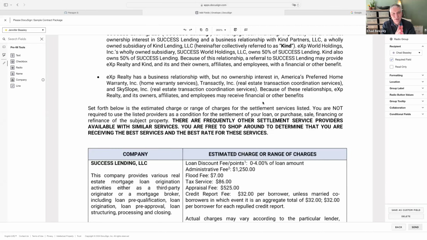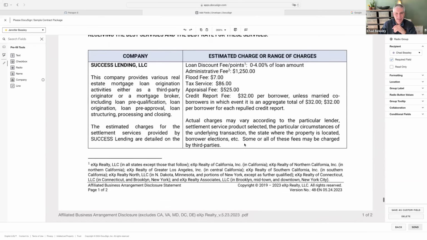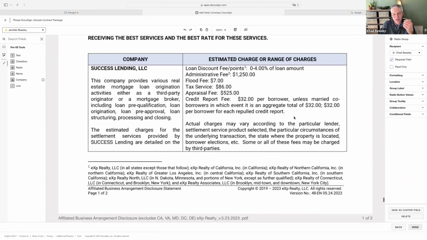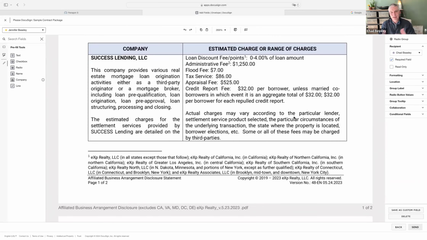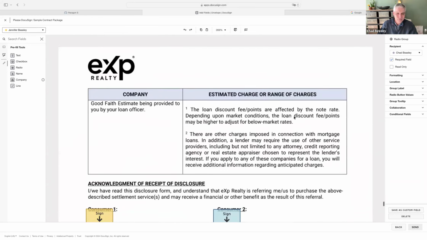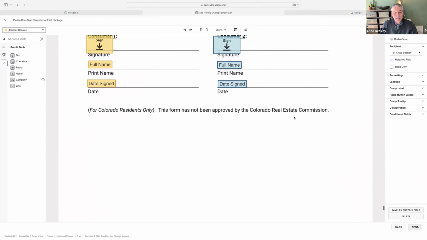I like to use local lenders, so you're never going to see Success Lending. I just have to get this signed for our file. So I've never had anybody really question that. And it goes on to talk about estimated charges that Success Lending charges, to show that they're on par with other lenders and all that sort of stuff. But again, it's not anything that we really see much. So you just get them to sign that one.